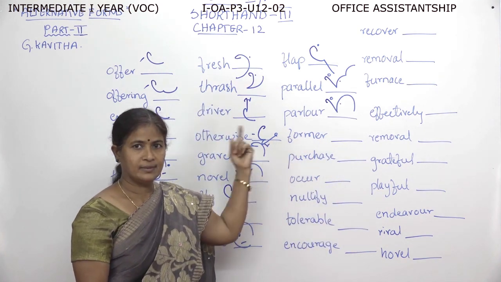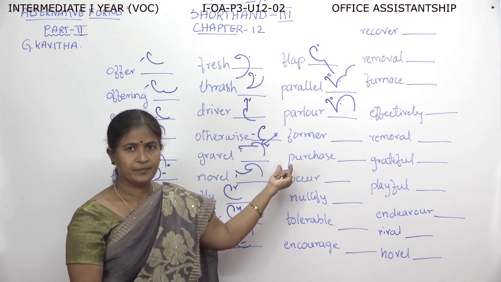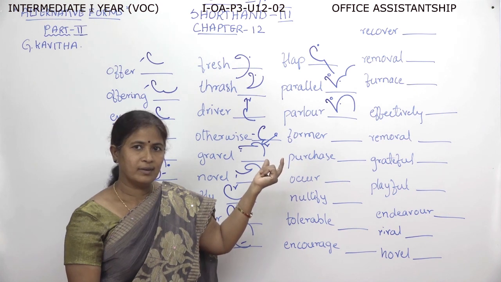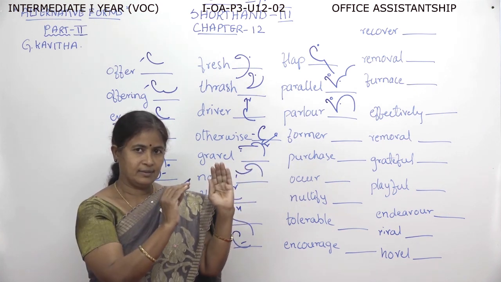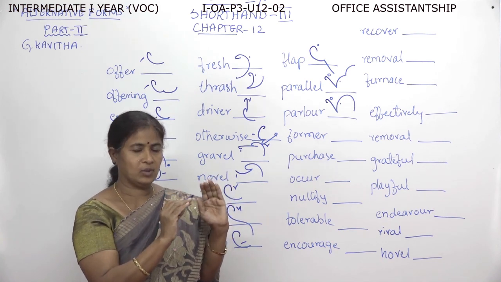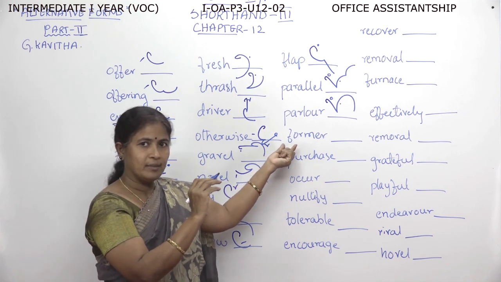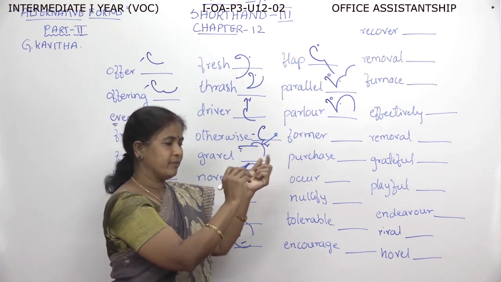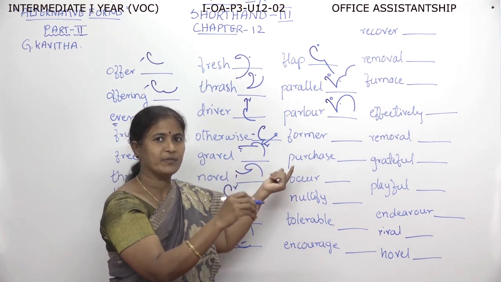Former. How do we write? For. In between F and R, we have a dash vowel. How do we write? Write right form and see. Right form of for. Because M is going towards R. If you write right form for, we can't turn mer if you write with right form.